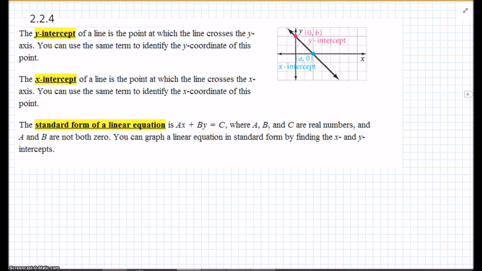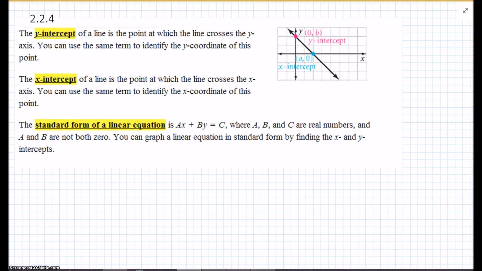Let's talk about what happens on a linear equation. The y-intercept of a line is the point at which it crosses the y-axis. Looking at this, this is the y-axis. Remember, y goes to the sky. So where it intercepts there is called the y-intercept. The x-intercept is the point at which the line crosses the x-axis. Remember, the x-axis goes across. You can use the same term to identify the x-coordinate at this point.